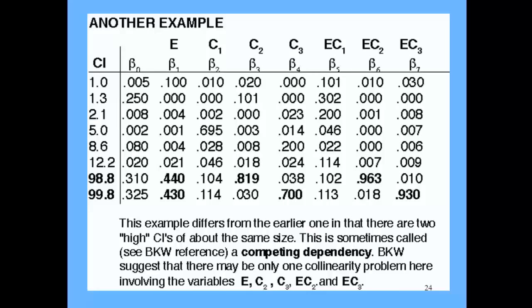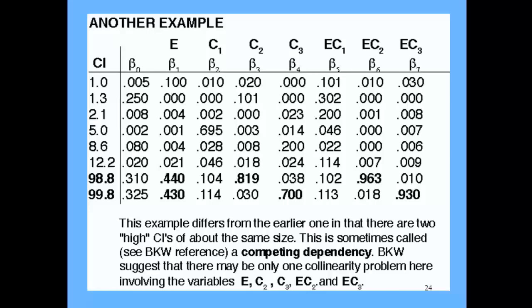Well, maybe I drop EC3 because that's related to the highest one. Maybe I drop that and I reduce the model and see if that takes care of the problem. And if it doesn't, I drop another one. Or I drop EC2 and see if that takes care of the problem. Or once I drop it, I refit the model and see, for the reduced model, if I still have a problem. So that's sort of what this competing dependency approach is.